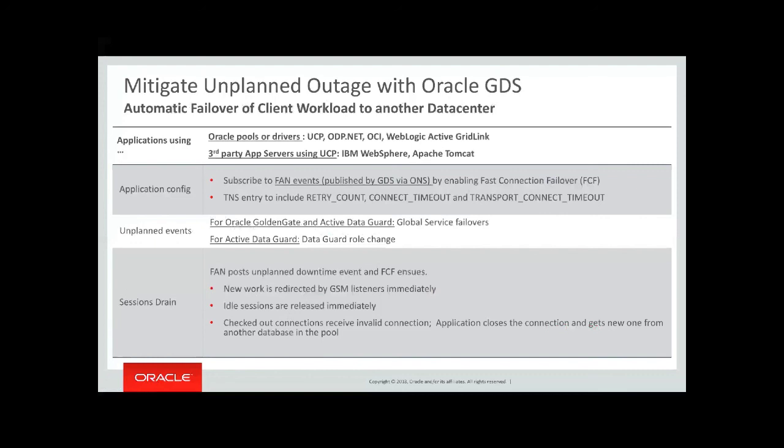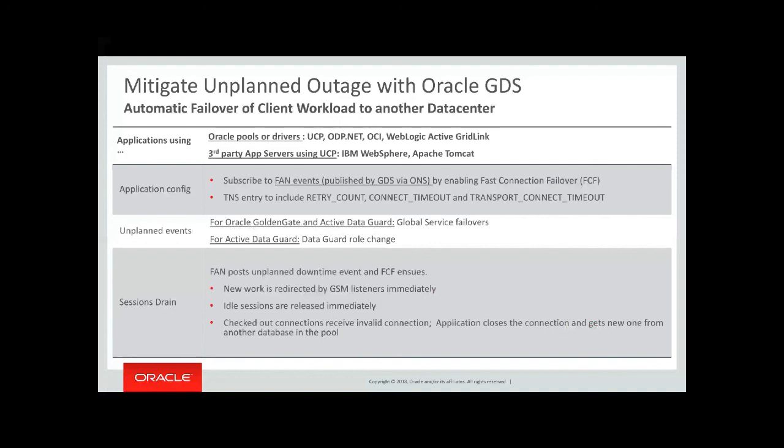But the checked out connections would receive an invalid connection, right? The application would then close the connection and get a new connection from the pool. But when it gets a new connection from the pool, it will automatically get this connection on the new database where the service has come up. This is done completely automatically by the connection pool. What GDS offers is that FAN notification when these services have been relocated.